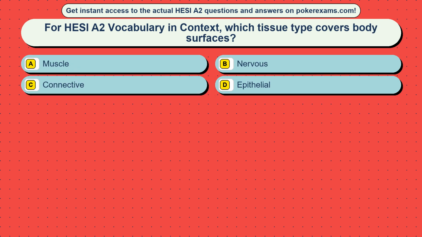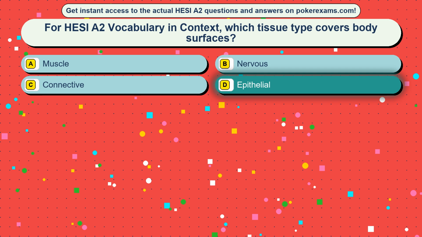Question 22. For HESI A2 vocabulary in context, which tissue type covers body surfaces? Option A muscle, option B nervous, option C connective, option D epithelial. The correct answer is option D, epithelial.